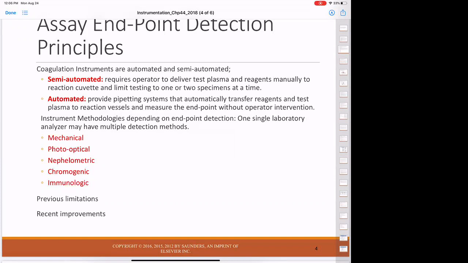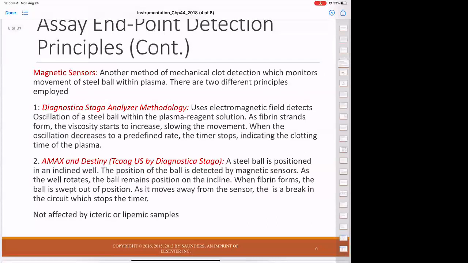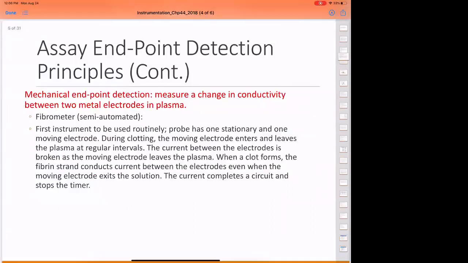Instrument methodologies depend on this endpoint detection. One single laboratory analyzer can have multiple detection methods. For example, it can have mechanical endpoint methods, photo-optical, nephelometric, chromogenic, or immunologic. Some of these methodologies have some limitations, and there have been some recent improvements with them.